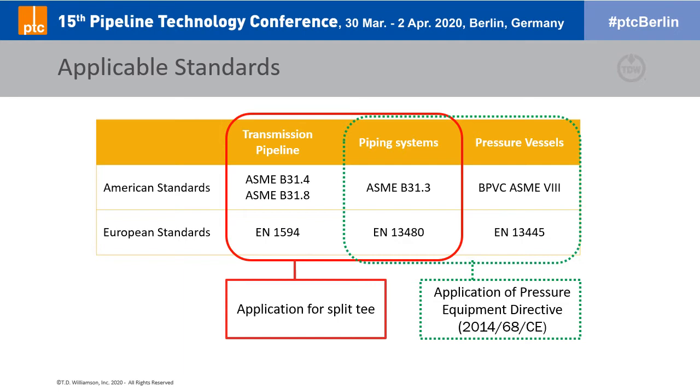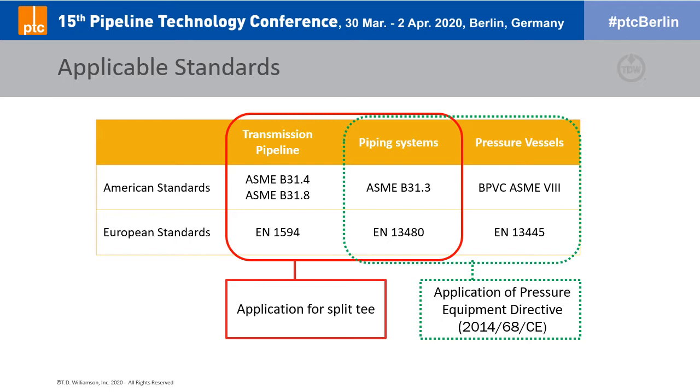Let's start with an overview of the most common standards used in the oil and gas industry and how they apply to split Ts. We represent three categories: transmission pipeline, piping system, and pressure vessel. For these three categories, you can see the ASME and EN standards available. The first two apply to split T, transmission and piping. ASME standards are exhaustive about the split T design in both cases. EN 13480 is also comprehensive, but EN 1594 is not and refers to other standards.